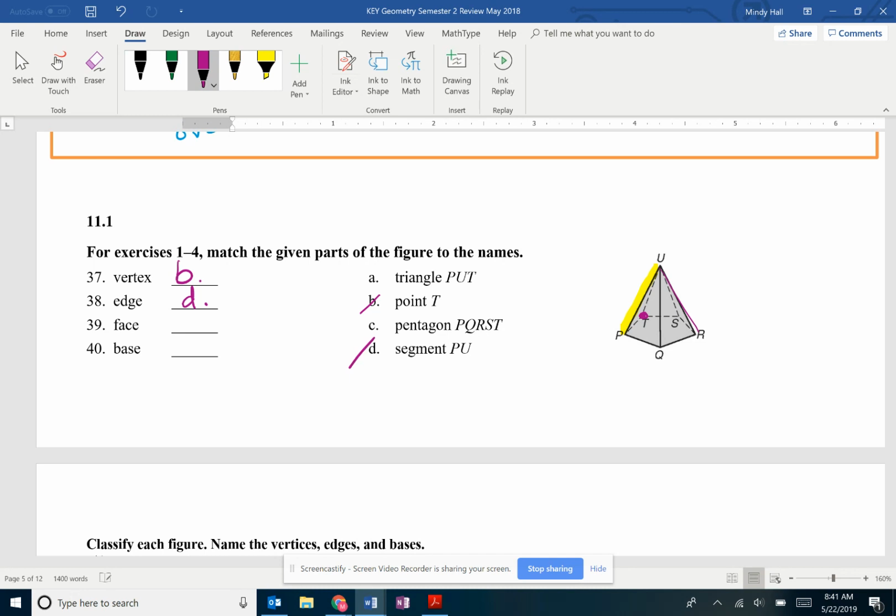For a face and a base, you do have to be a little bit careful because the base, remember, is what it sits on, so that is a pentagon. So that would be, which I skipped, oopsie. But because my base is a pentagon, I'm going to go with pentagon PQRST. And then my face is going to be a triangle because it's not the base, but it is a flat surface on the shape.